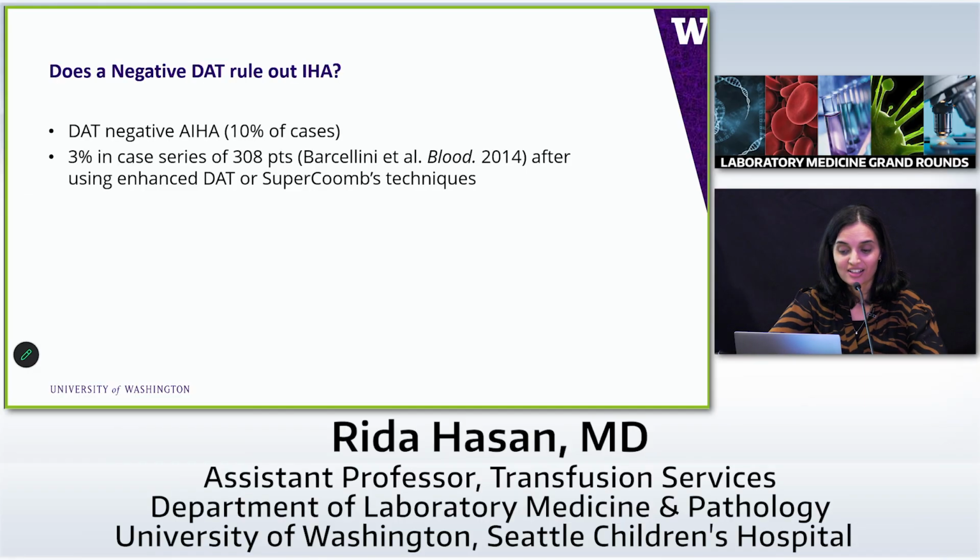There is something called a DAT negative autoimmune hemolytic anemia. It's been reported maybe 10% of cases are DAT negative autoimmune hemolytic anemia. So the clinicians are looking for this. They're trying to diagnose this in their patient where they have no other reason for why they're hemolyzing. And then in a case series, they noted that if you use an enhanced DAT or Supercoombs, you can actually decrease your rate of DAT negative hemolytic anemia. So meaning that you actually can detect the antibody by doing this more specialized testing.